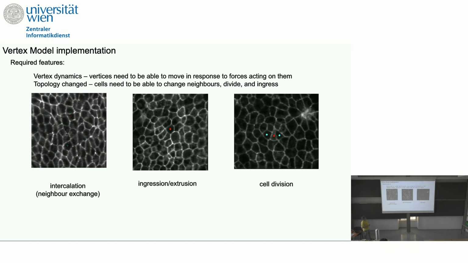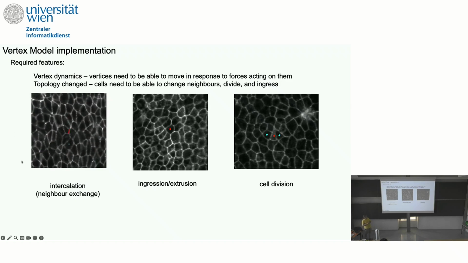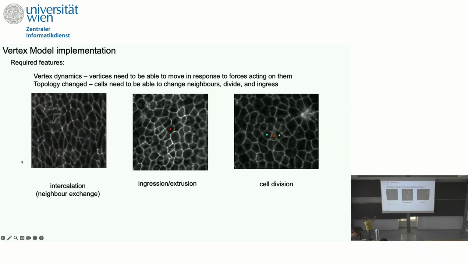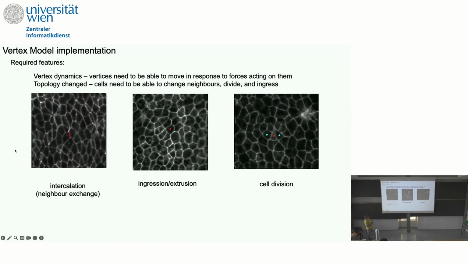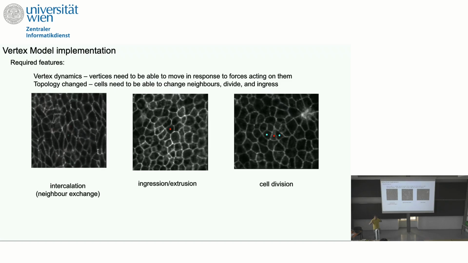Okay, so what I want my simulation to be able to do is the vertex dynamics, to answer your question, to move the vertices. But I also want to be able to do the topological changes. I want to be able to implement these. There are 3 typical cellular behaviors. The first is called intercalation, the exchange of neighbors. This is a movie from Drosophila. You see what happens. Let me play it again. Cells contract their edges and exchange neighbors, right?